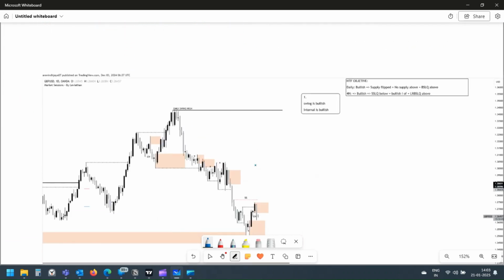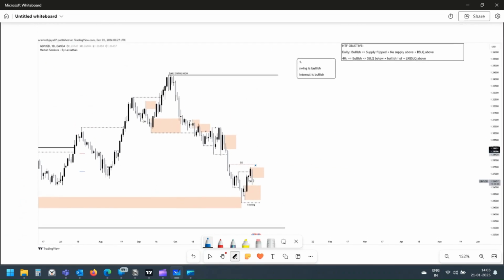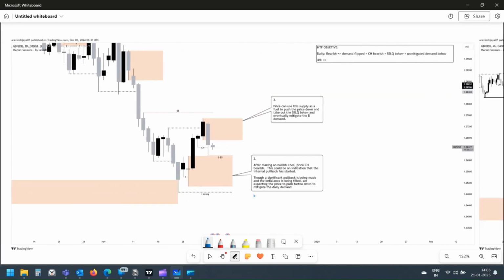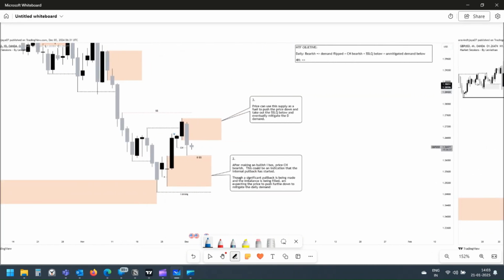So moving on to GU, the swing structure in the GU on the daily time frame is bullish and the internal is bearish. The internal is also bullish. So let me zoom in for further details. The internal structure is bullish, but the price had made a sell side liquidity sweep. Price didn't tap into the daily demand, it just made a bearish chalk. So we can expect a further push down to take out this daily sell side liquidity, tap into this daily demand, and then push the price further up.